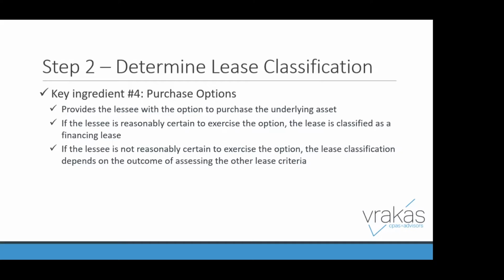Key ingredient number 4 is purchase options. So this would be, it gives the lessee an option to purchase the underlying asset. If the lessee is reasonably certain to exercise the option, the lease would automatically be classified as a finance lease, similar to the old capital leases. If a lessee is not reasonably certain, you would continue going through the same lease classification determination that you would on any other lease.